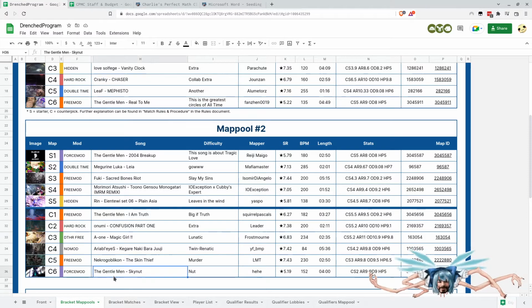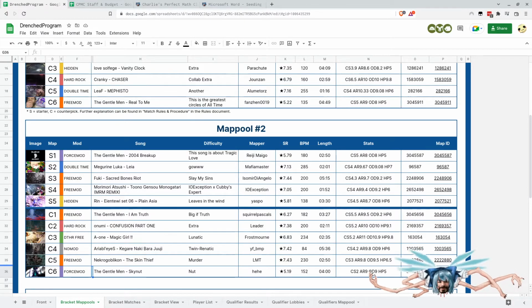Same with a map like Skynet. Skynet, this map is nuts. Actually, not intended, I totally didn't realize. But this map is stupid, right? This map normally wouldn't be in a map pool, but it works because of the context it's in, right?